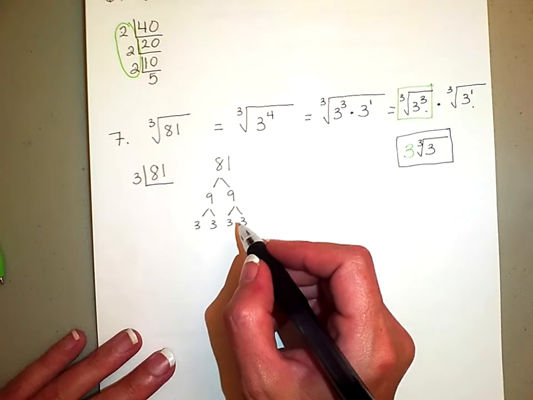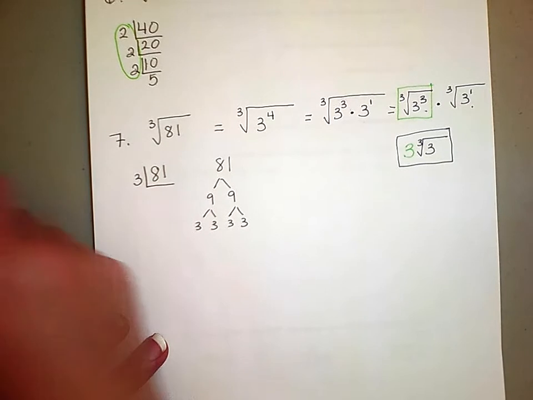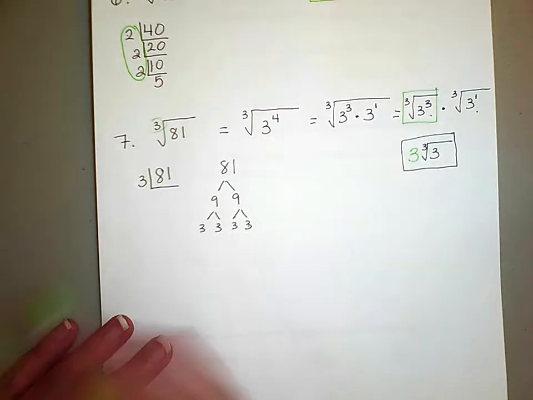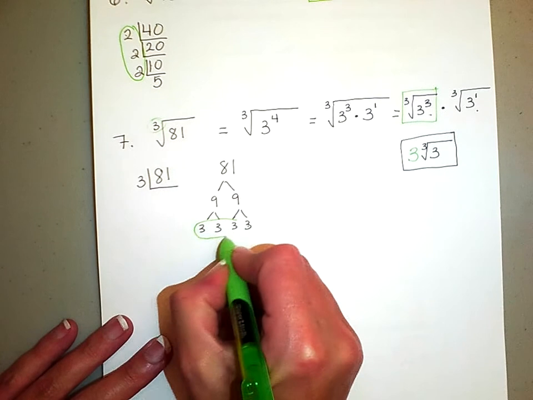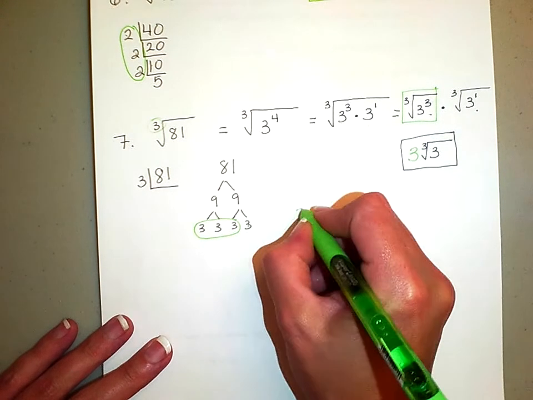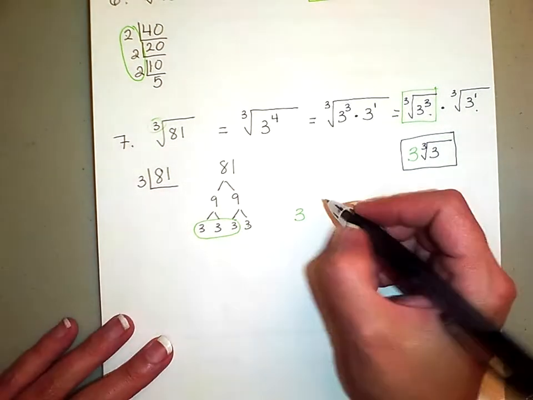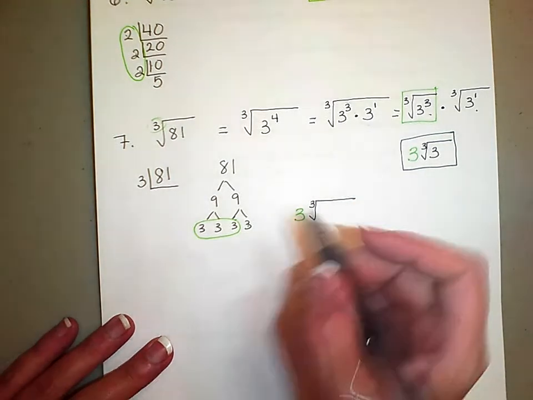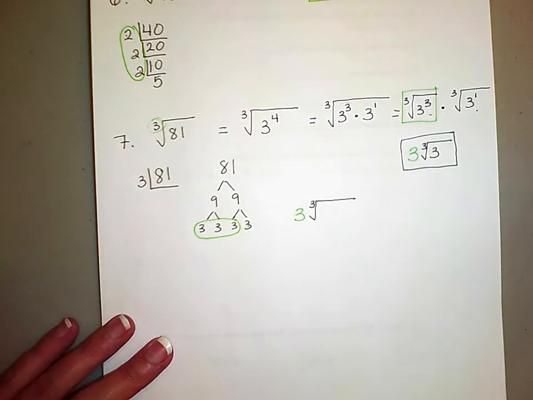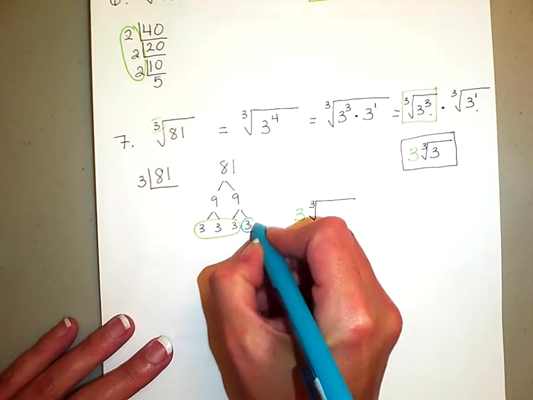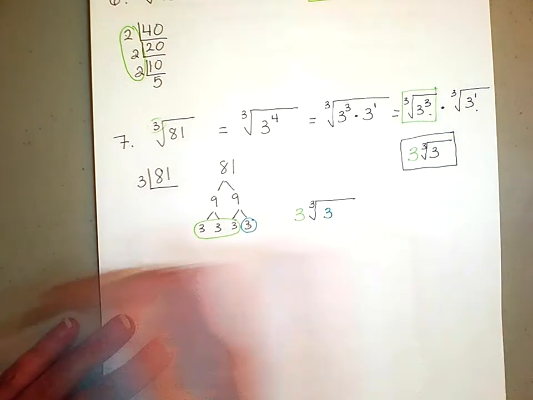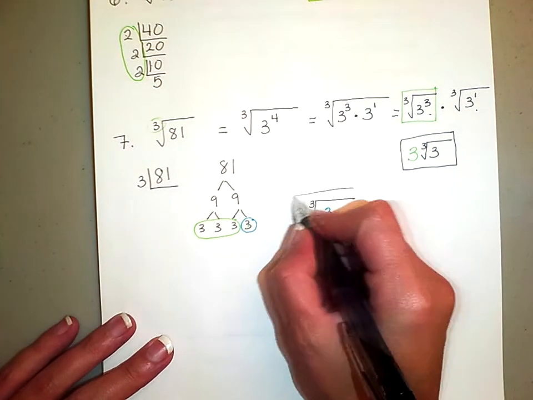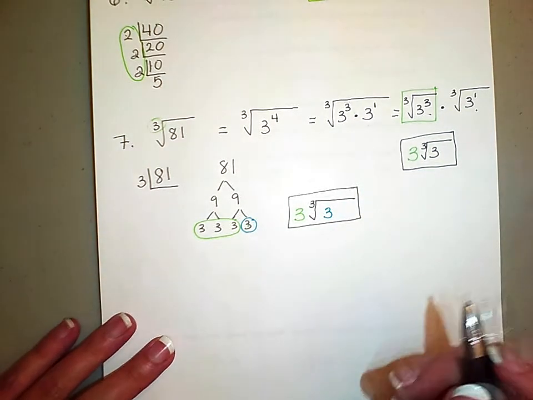Another way to think about this is just from here. Once I take the prime factorization, I know I'm looking for a group of 3's. There is one group of 3, so I can pull that 3 out. Remember, I need to put in the radical the index, so it's a cube root. And then I just have to take what's left behind and put it back underneath. So that's 2 different ways for you to think about that.